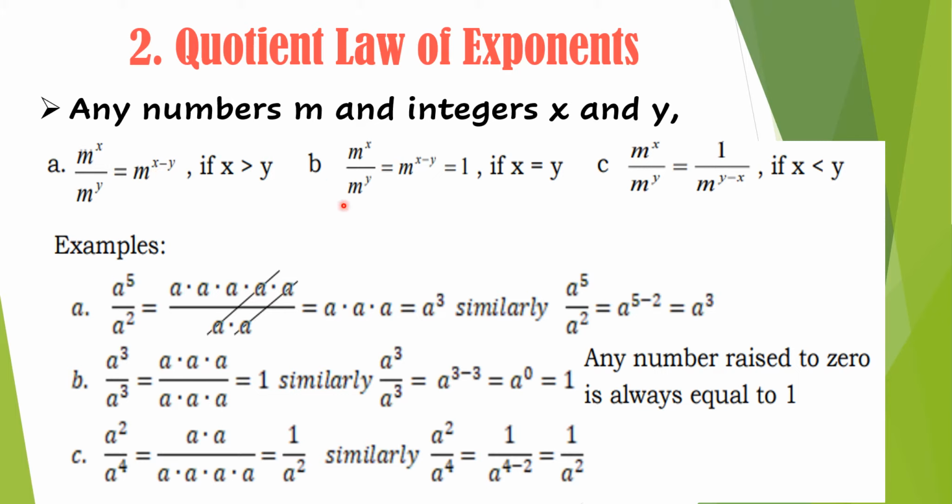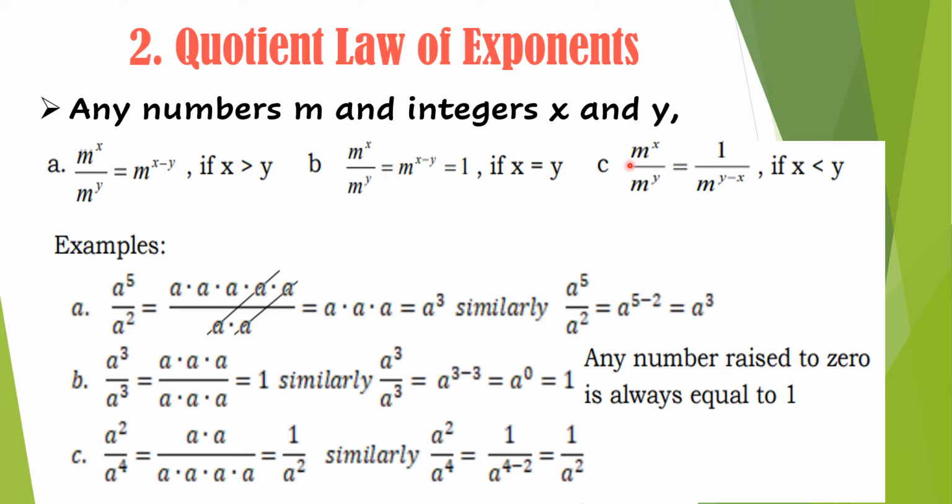Okay, letter B. Given m raised to x divided by m raised to y is equal to m raised to x minus y, and this is equal to 1 if x is equal to y. Kapag pareho yung exponent ni m raised to x, kapag ang exponent natin dito ay the same sa exponent dito, that is now equal to 1. Okay, so makikita nyo yan sa example natin mamaya.